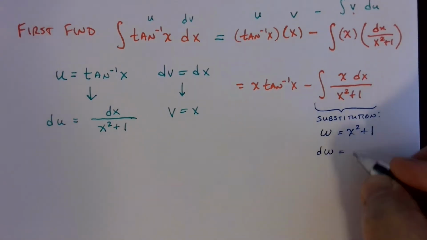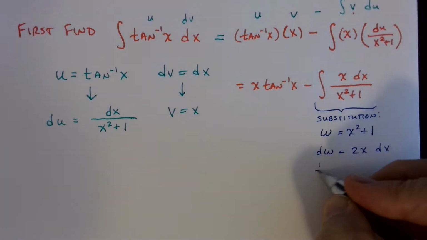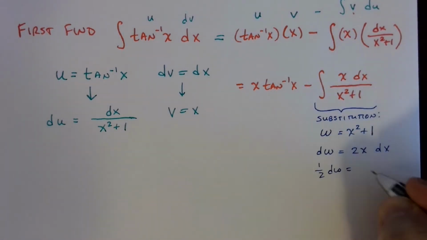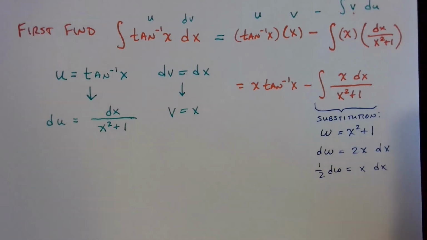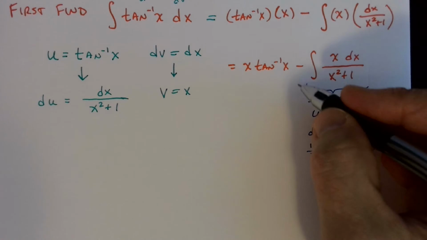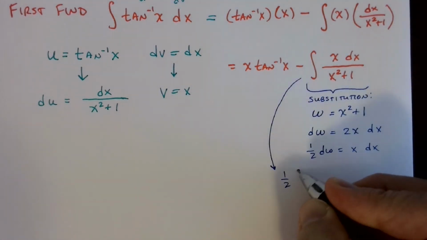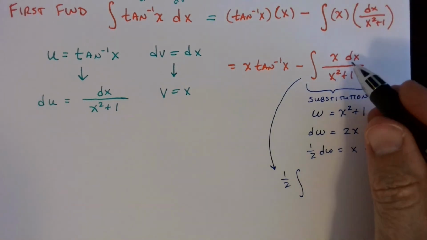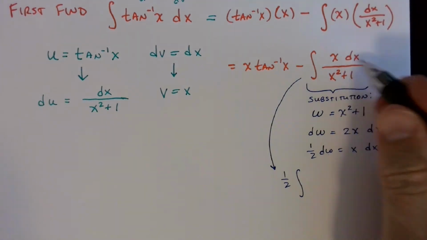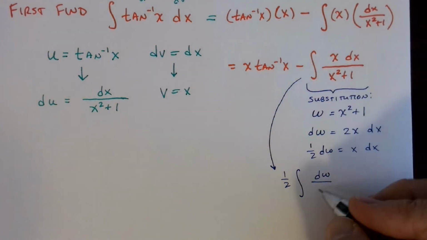dw is what? What's the derivative of x squared plus 1? That's 2x. So dw is 2x dx. And I've got an x dx, and so I just need a factor of 1/2, which gives me my x dx. And so this then becomes, this 1/2 comes out, the integral of what? 1/2 dw is x dx. I've got the dw on top over what? x squared plus 1 is just w.